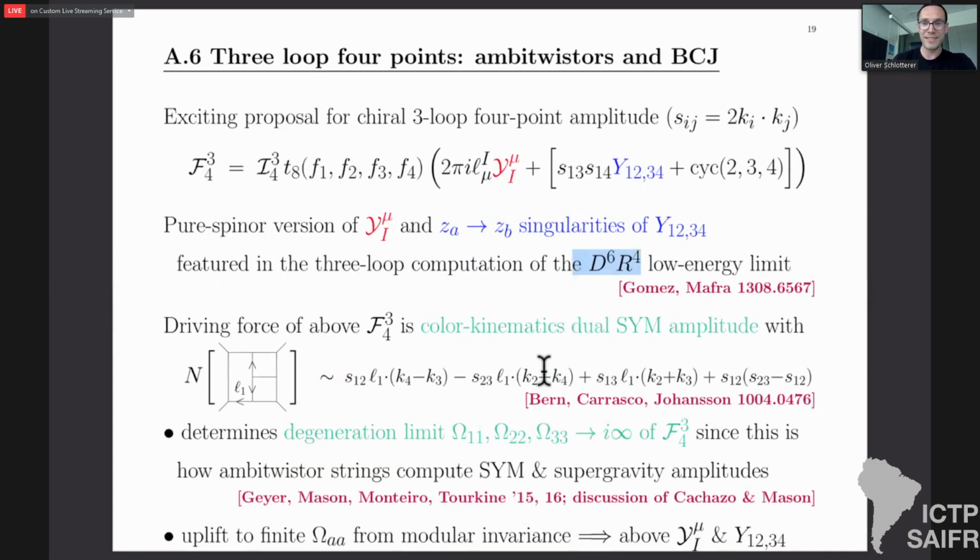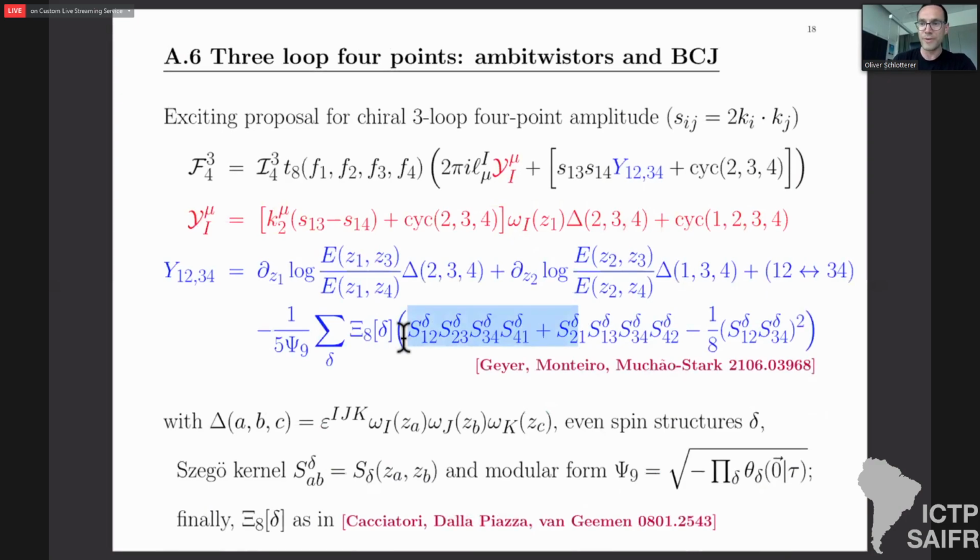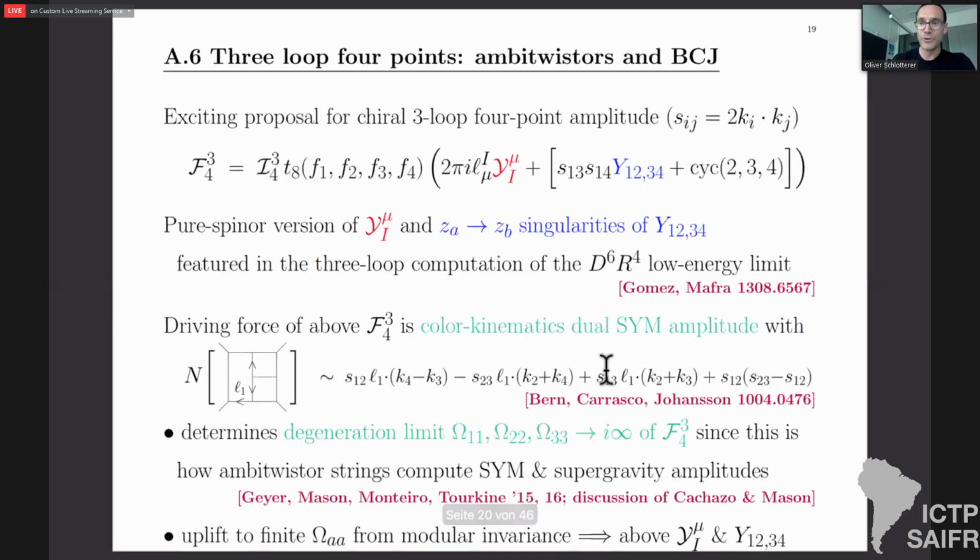But instead, this contribution down here is crucially contributing to the super Yang-Mills and supergravity limit. It has crucial contributions to the Feynman diagram numerators, say for a tennis court graph depicted here. And this was actually the driving force behind how Ricardo and Yvonne got their proposal. They insisted that these Bern-Carrasco-Johansson dual numerators should pop out in the degeneration limit. And this is what they managed to use constructively to build up the correlator.